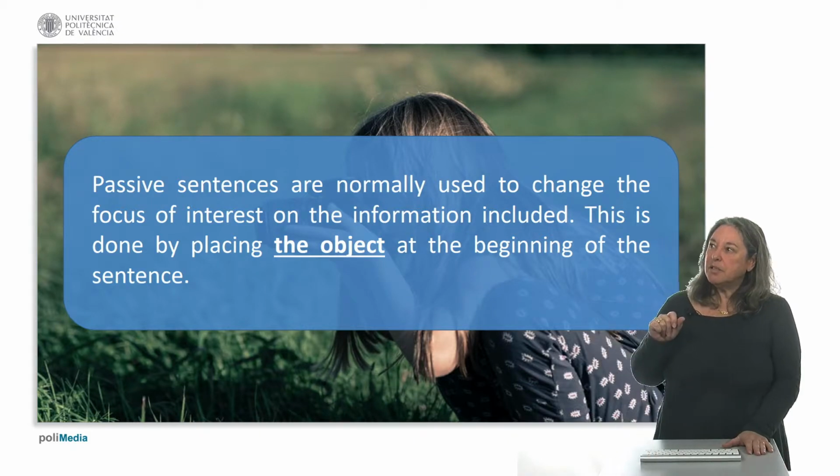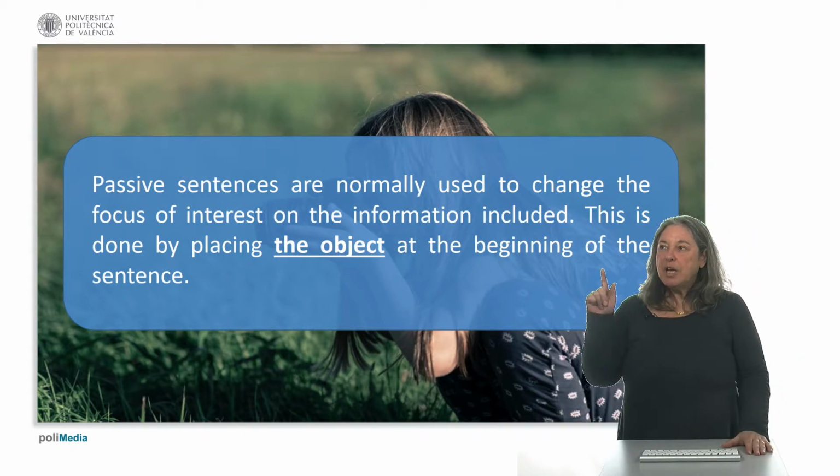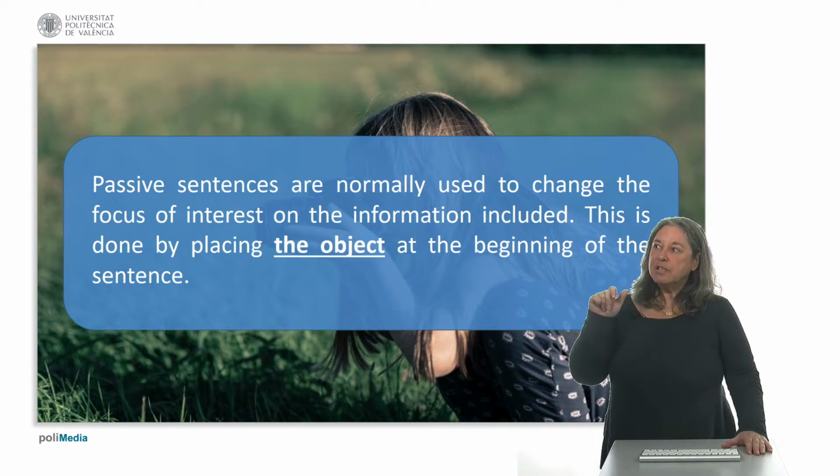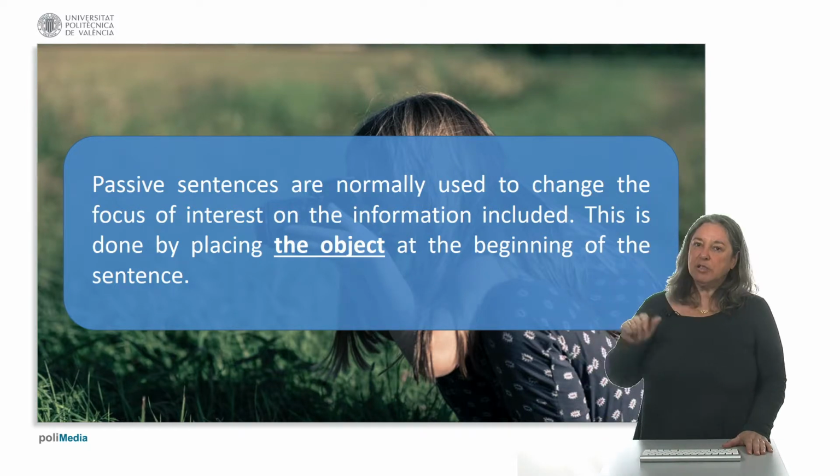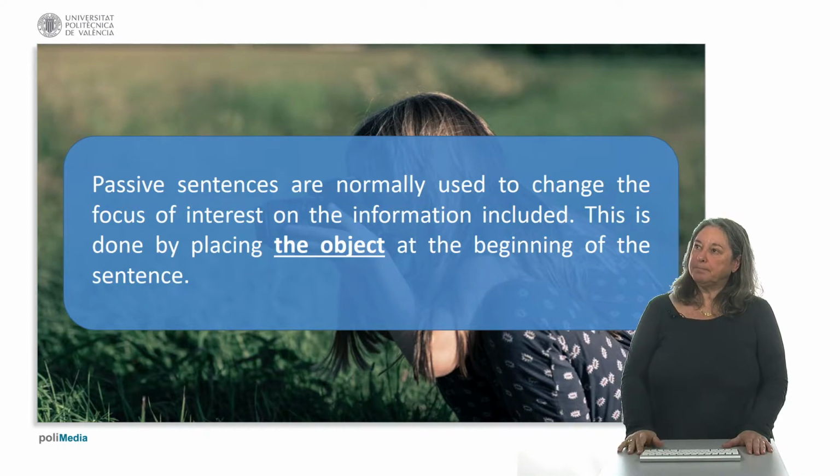Passive sentences are normally used to change the focus of interest on the information included. This is done by placing the object of the sentence at the beginning of that sentence.